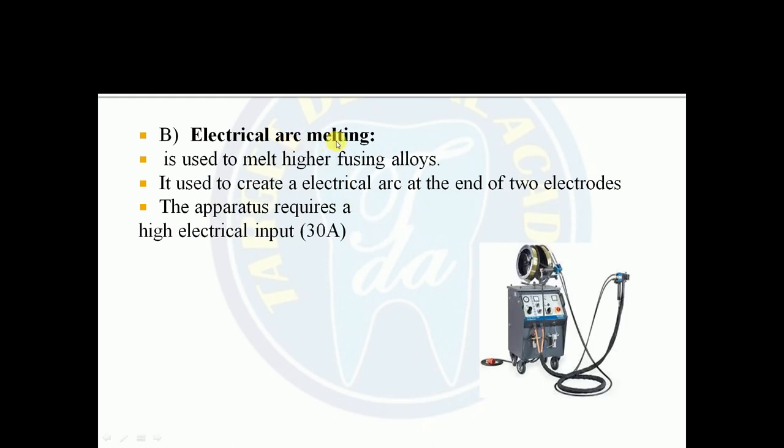Coming on to electric arc melting, it is used to melt higher fusing alloys. It creates an electrical arc between the two ends of the electrodes. The apparatus requires a high electrical input, that is 30 ampere.